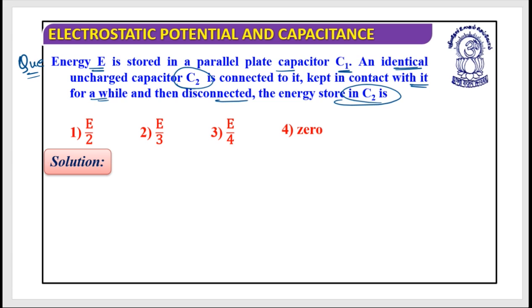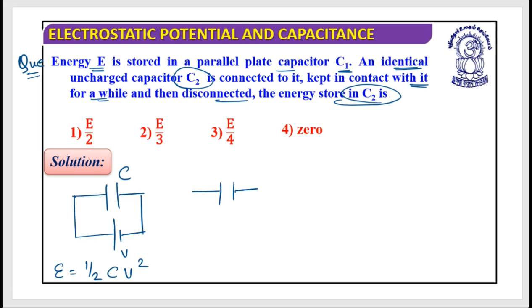So the situation must be something like this: this is the capacitor C1. Let's assume that its capacitance is C, and it has been charged with a certain voltage V, and due to this it has an energy of half C V square. Now one more identical capacitor, but uncharged, has come into contact. This is C1, whose value is C. This is C2, its value is C. It has come in contact with it for a while and then been disconnected.